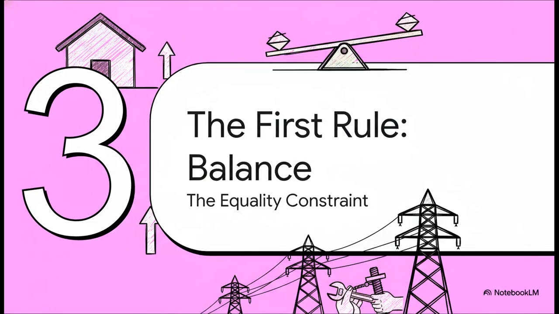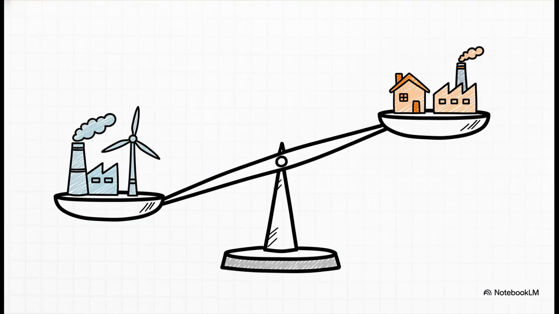But a cheap price is totally useless if the system isn't physically stable. So now we need to add our first and totally non-negotiable rule: balance. This is a fundamental law of physics for the grid. It's not a suggestion. At every single moment, supply has to equal demand, period. If you generate too little, things stop working. If you generate too much, you can actually damage the equipment. It has to be perfectly balanced.